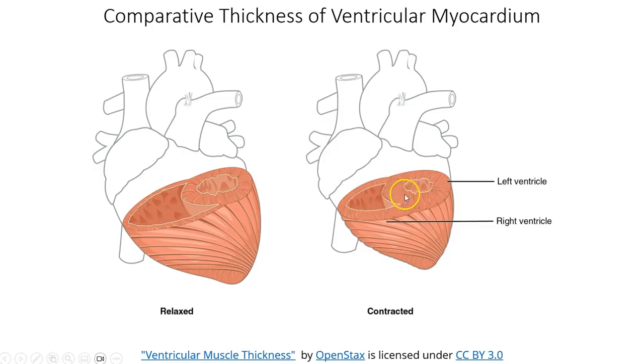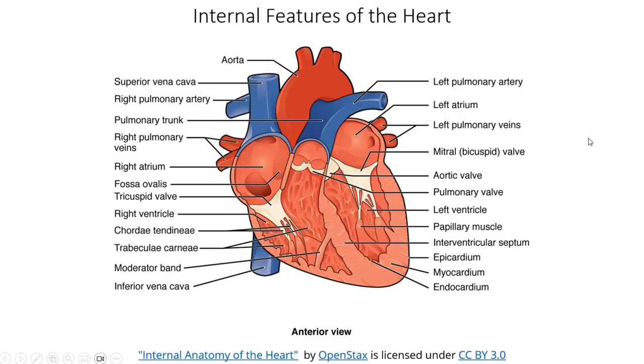And as you can see, there's also going to be this layer of muscle in between the two ventricles. That is called the interventricular septum. We'll cover that in lab again too. And that's just dividing those two chambers of the heart. So we'll just kind of briefly look at these internal features of the heart. We'll cover a lot of these in lab later on.